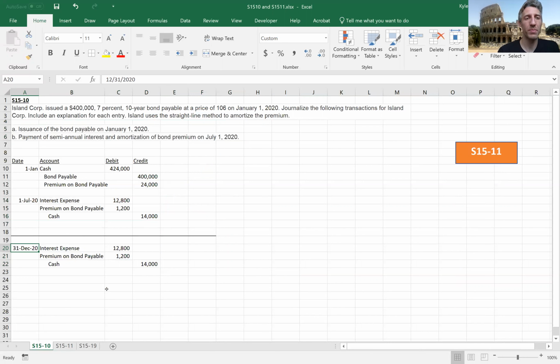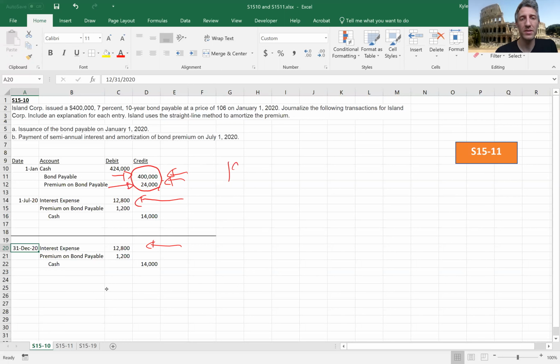So we have this bond payable account. We know that that's a liability on the balance sheet, and we have this premium on bond payable account. This is a companion account to the bond payable, which means that these two added together are the carrying value of the bond. So the carrying value of this bond is 400,000 plus 24,000. And then what we do here in the straight line method, we calculated the interest expense in S15-10 of $12,800. That's going to be the same every journal entry.